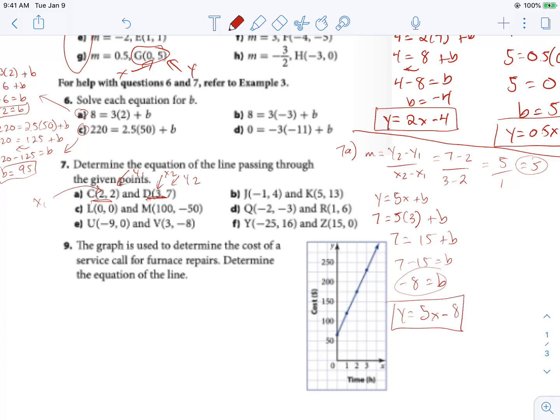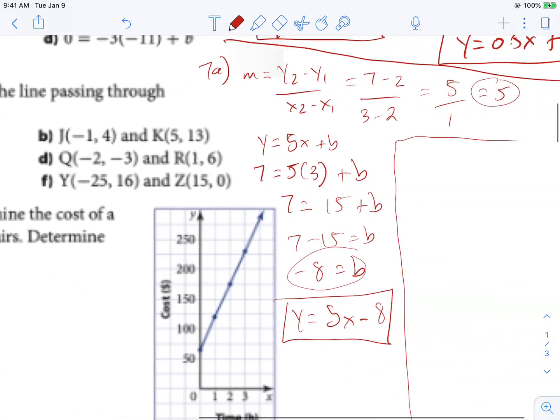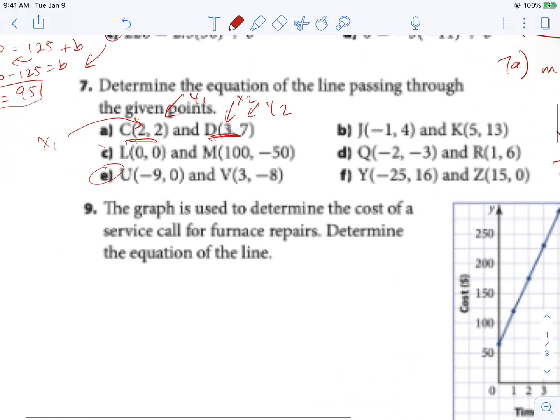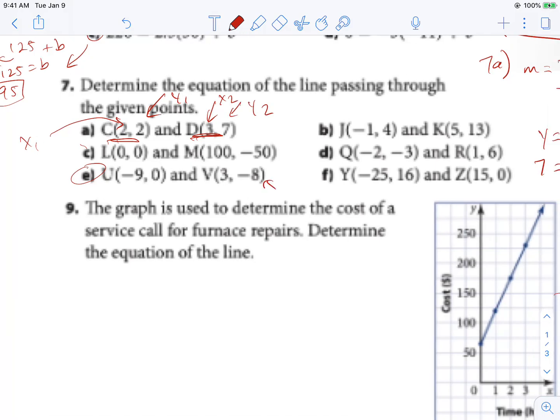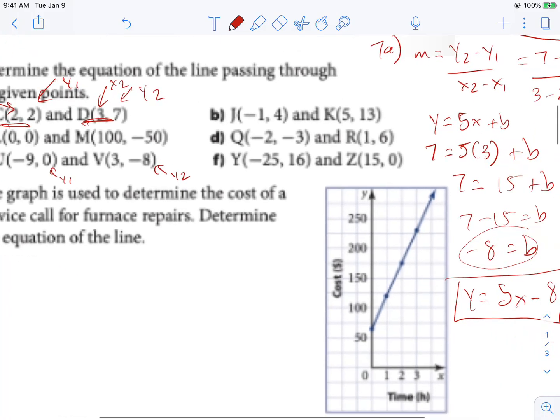Awesome. Okay, let's do another one here. Let's pick E to do. So I'm going to do E in this little space over here, and it's going to be okay because I'm going to zoom in. First thing I want to do is get my points. So I have m equals y2 minus y1 over x2 minus x1. y2 minus y1 is, I'm going to make this my y2, this my y1. So negative 8 minus 0, divided by 3 minus negative 9.